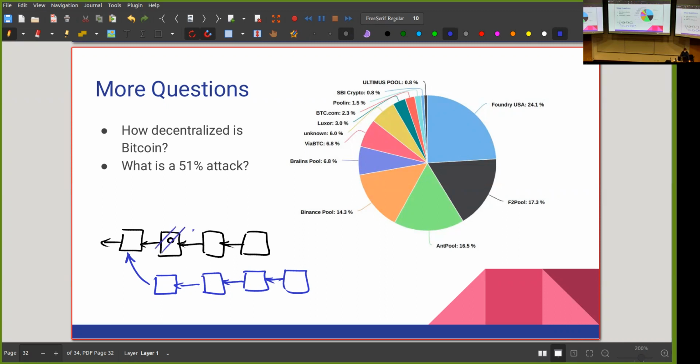I have removed all the transactions that were here, and I've added all the transactions that I liked here. Now, the only way I can do this is if I have more than half of the computational power, because otherwise the honest chain would actually grow faster than I'm growing my fraudulent chain. But if I do have more than half of the computational power, I can do this attack. So now this is the part where things get scary.